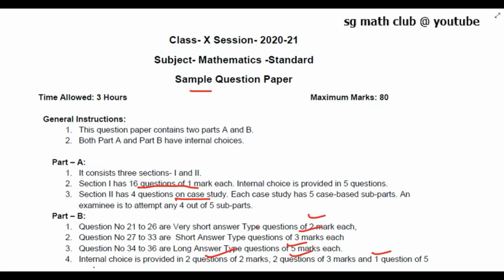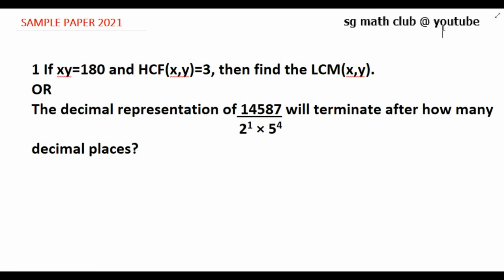So in today's video, I will be solving the first 16 questions which carry 1 mark. The first question is, if xy is equal to 180 and HCF of xy is equal to 3, then you need to find the LCM of xy. Or 2 questions are there. So let's see the first question. This first question itself has got internal choice.